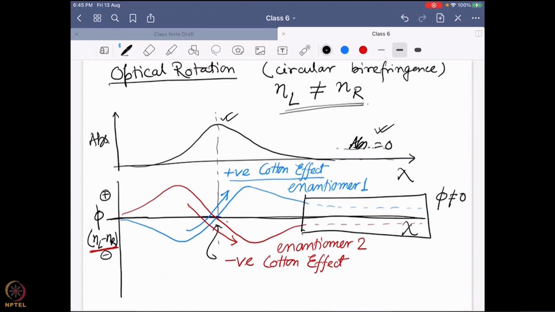And this kind of phenomenon is where there is no absorbance band at all in the same region, but you have a non-zero optical rotation value. One of the enantiomers will be positive, one of the enantiomers will be negative, but they are non-zero. This particular phenomenon is known as a plain curve, where absorbance is 0, but your optical rotation is non-zero.